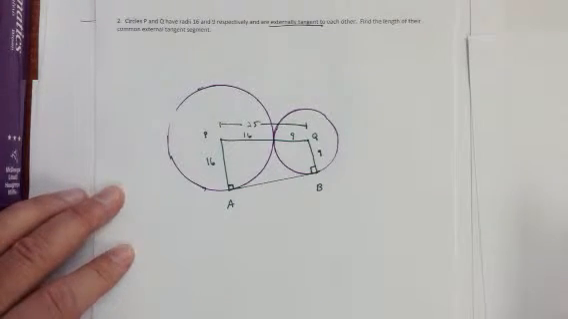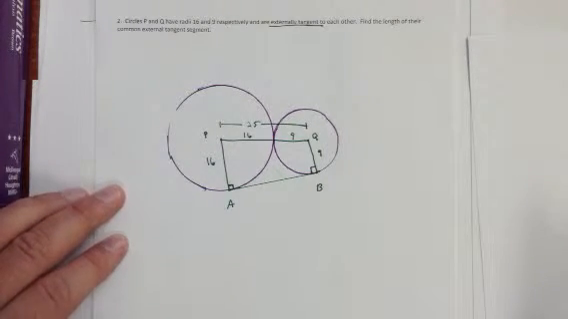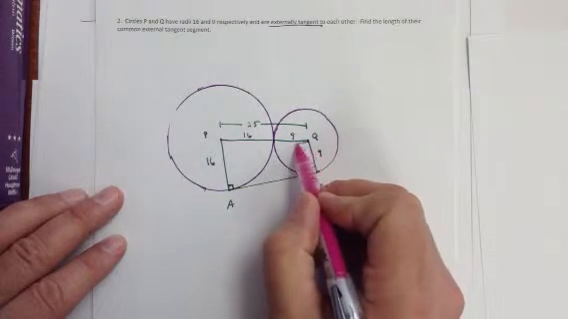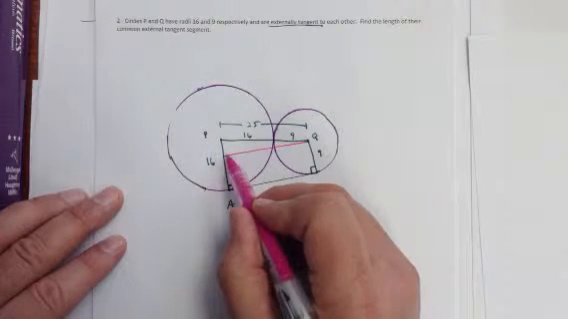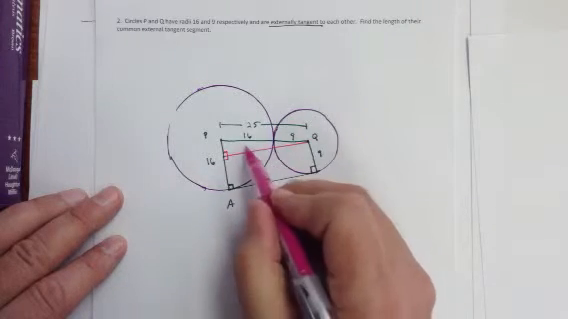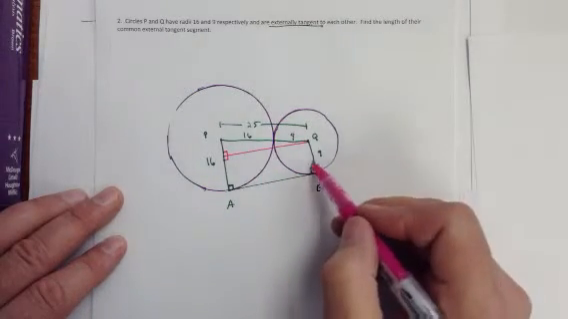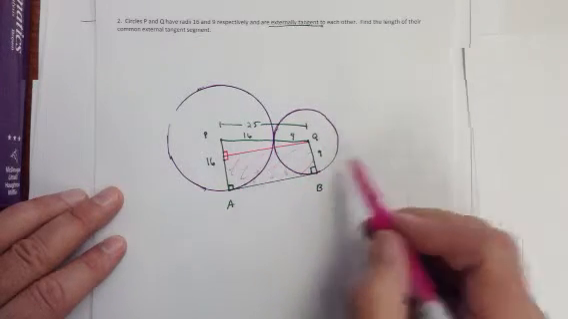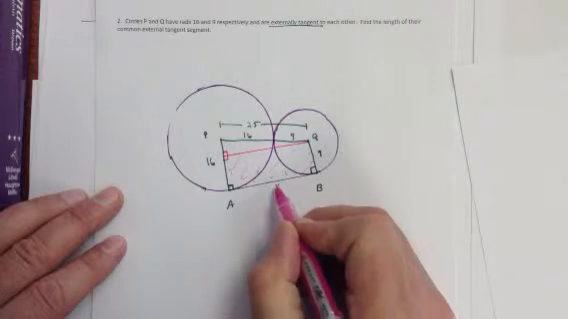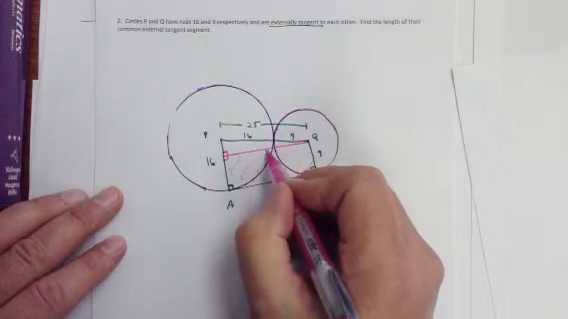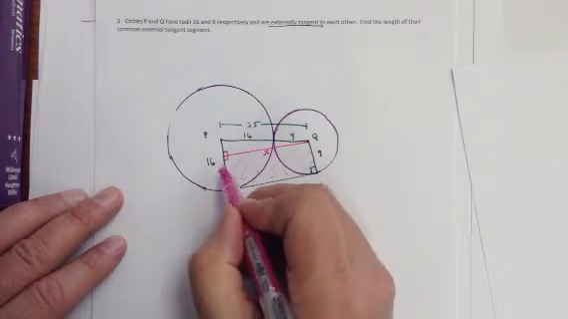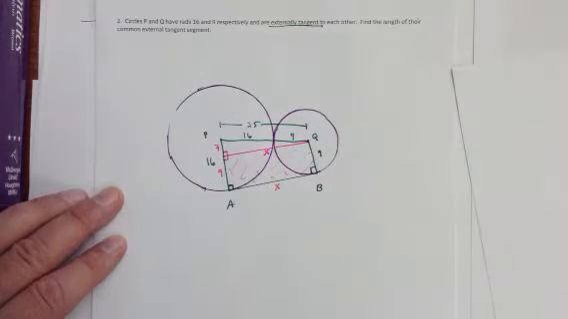The key to this problem is to start at the center of the smaller circle, draw a segment perpendicular to the larger radius, creating a rectangle and a right triangle. There's my rectangle right there. I want to find the length of AB. If it's X, then its opposite side will be X. Likewise, if QB is 9, its opposite side is 9. 9 plus 7 is 16.